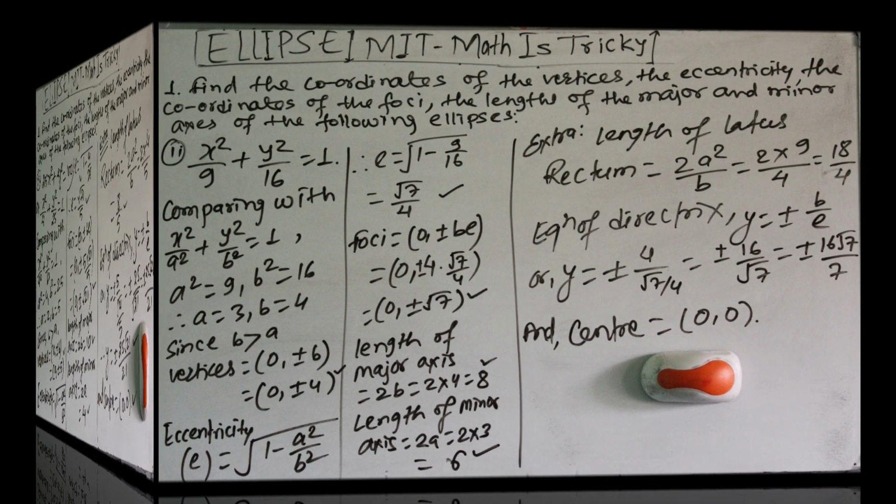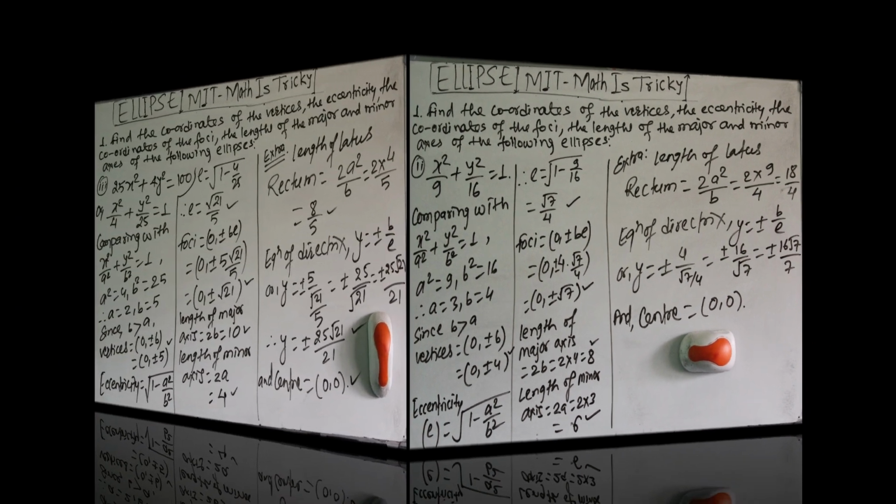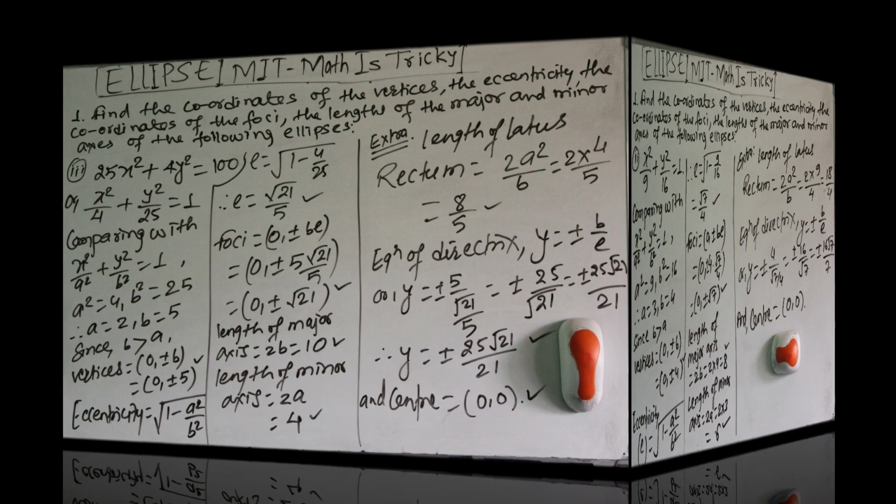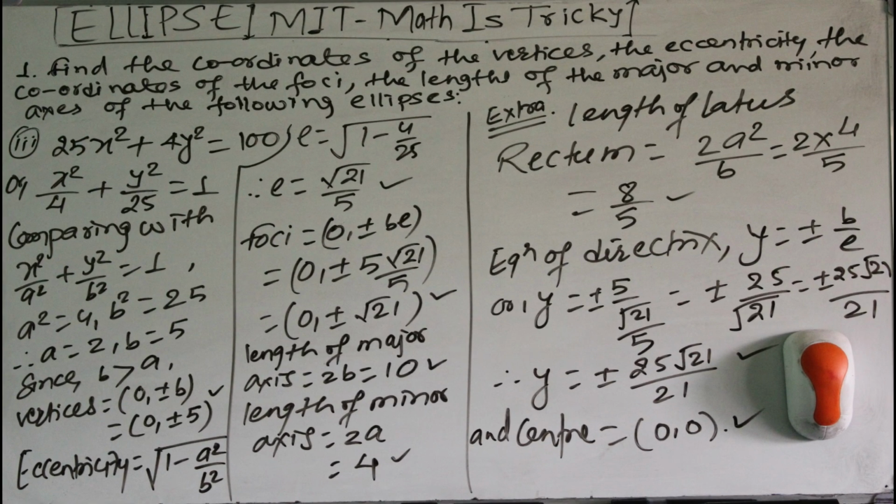Now let's solve the question number 3. Here the equation is 25x square plus 4y square equals 100. So let's divide both sides by 100, so that we'll get x square by 4 plus y square by 25 equals 1. By comparing we'll get a equals 2, b equals 5. Since b is greater than a, our vertices will be 0 comma plus minus b, that means 0 comma plus minus 5.